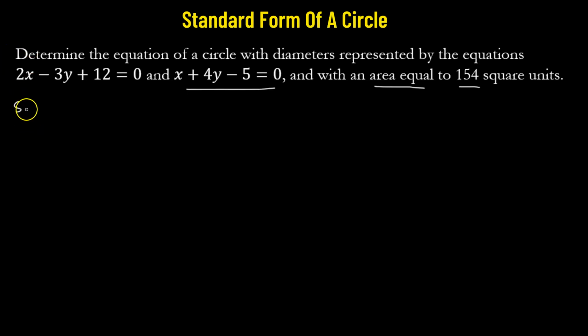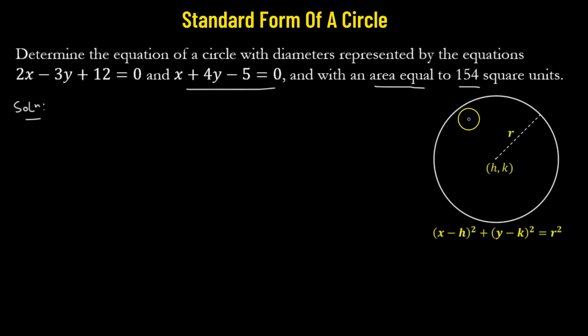Before beginning, let us specify the standard form of a circle. Let's say we have a circle with radius r and the coordinates of the center are (h, k). Then the standard form of the equation of the circle is given by (x minus h) whole squared plus (y minus k) whole squared equals the square of the radius.